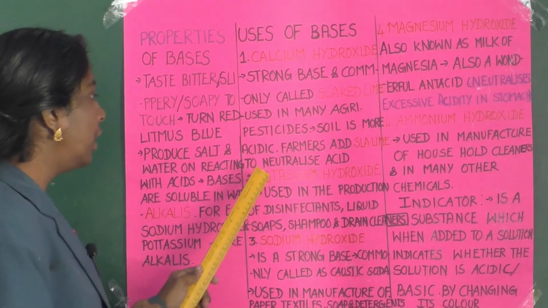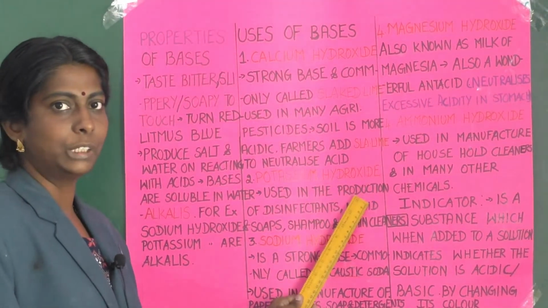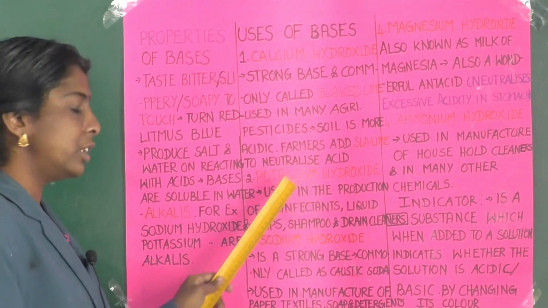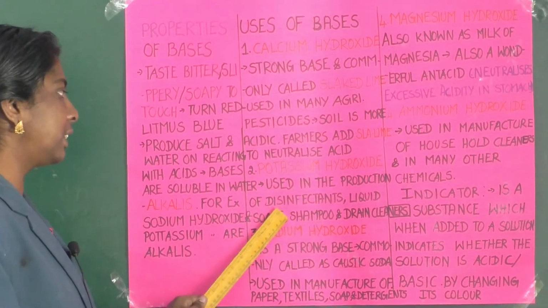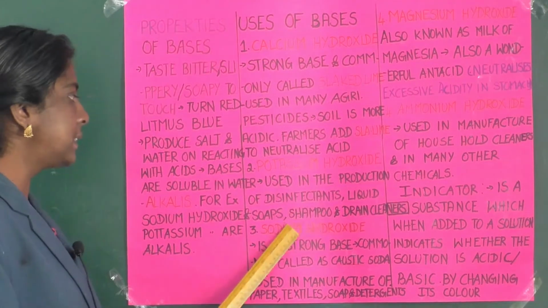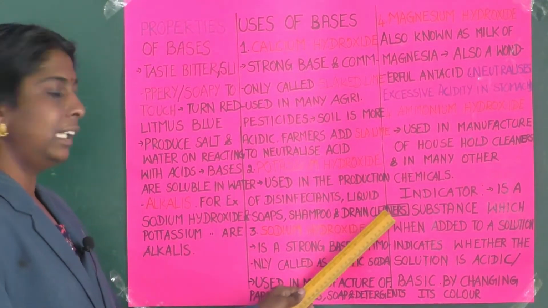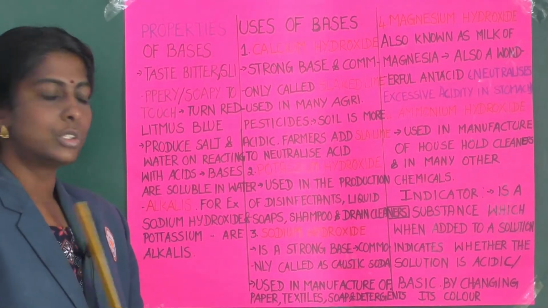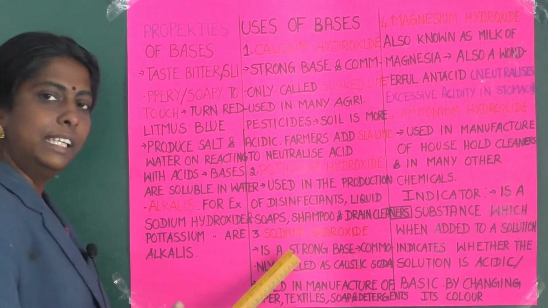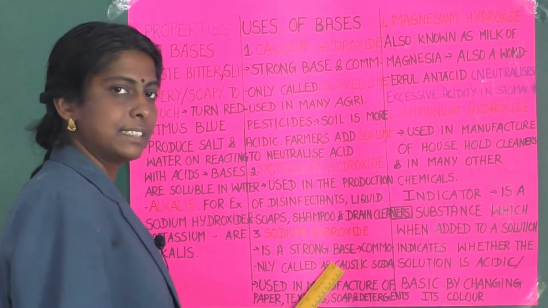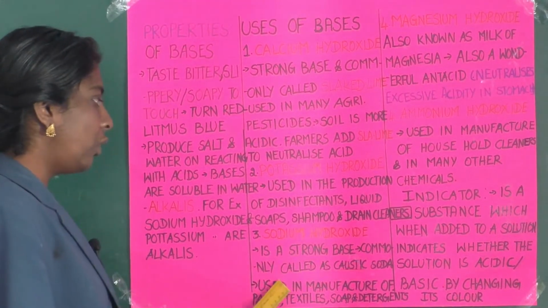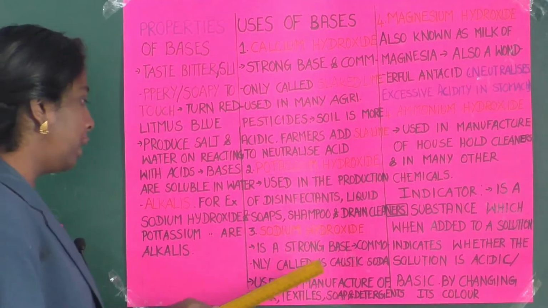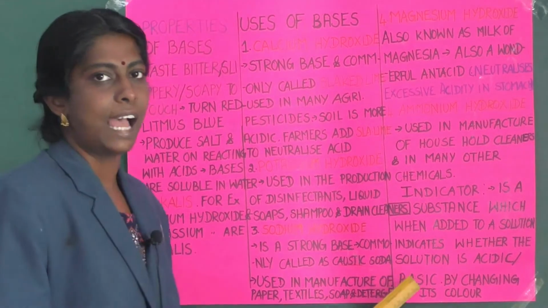The second base is potassium hydroxide. Potassium hydroxide is used in the production of disinfectant, liquid soaps, shampoo and drain cleaners. Clear? The third one is sodium hydroxide. Sodium hydroxide is a strong base, commonly called caustic soda. It is used in the manufacture of paper, textiles, soaps and detergent.